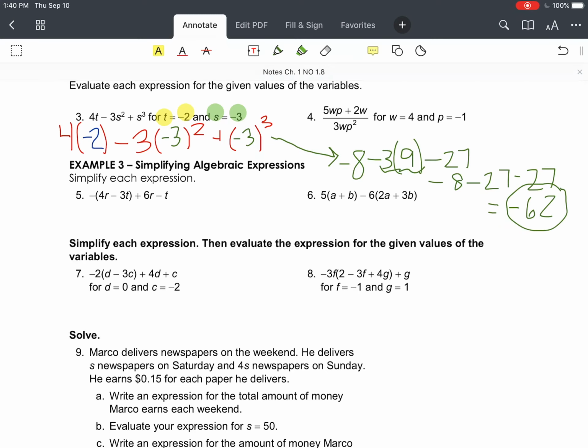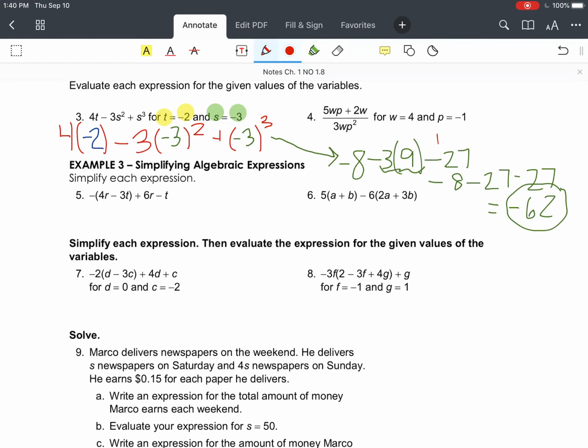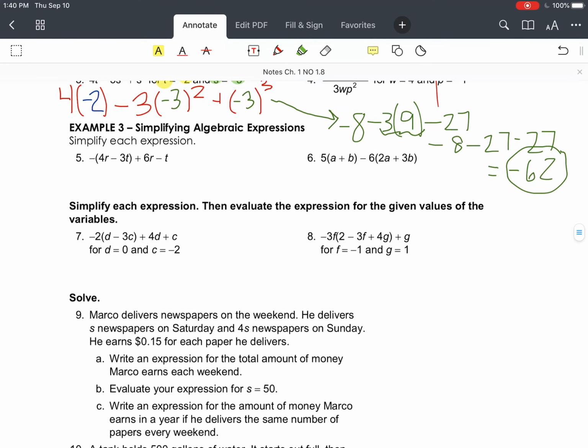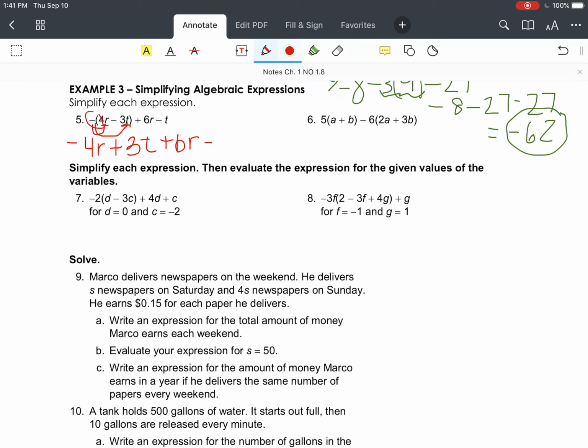Let's pick up here at example 3. Example 3, we're going to simplify these algebraic expressions. Now there are variables that are going to be in our final answer when we simplify. Think of it as combining like terms. To start, I see I have parentheses that I need to get rid of. There's a negative in front of these parentheses, so that negative is going to be distributed to both things inside. So it's -4r. A negative and a negative becomes a positive, so a +3t. And then I can just rewrite the last two things, +6r minus t.